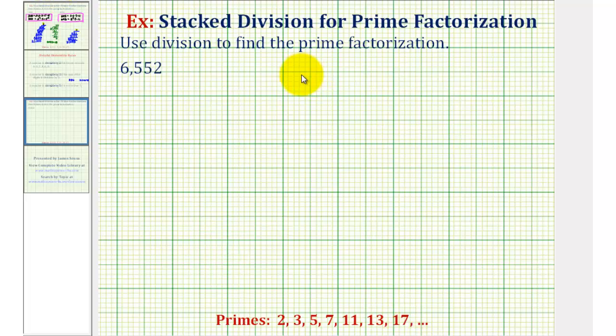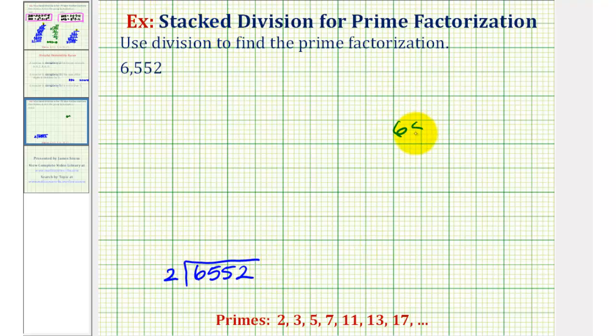Because we'll be stacking the division, we'll start here toward the bottom, and we'll start with 6,552. In the first video, we reviewed the divisibility rules for 2, 3, and 5. If you need that review, you might want to watch the first example on stack division. Because this number is even, we should recognize it's divisible by 2, so we'll start by dividing by 2. Let's go ahead and show this division on the side so that we can show our work.